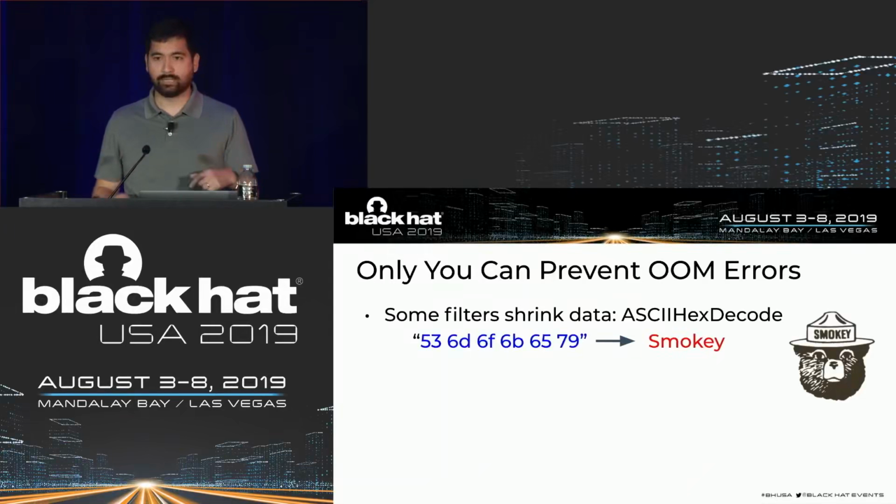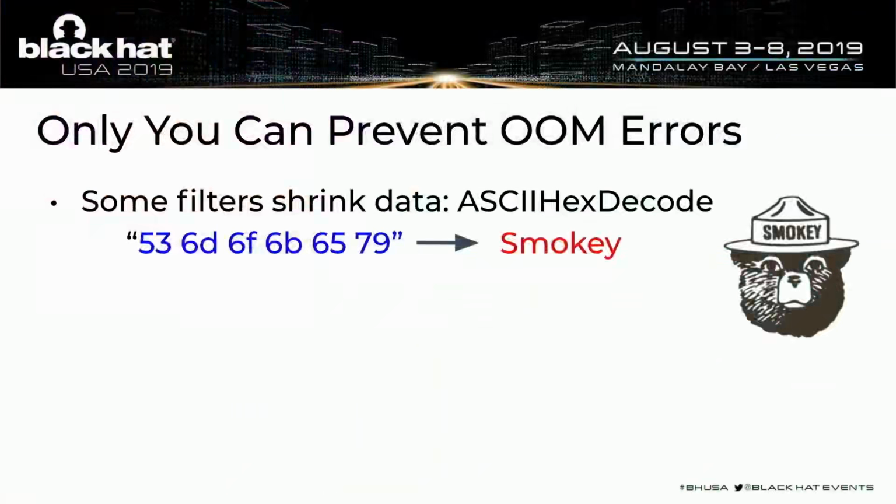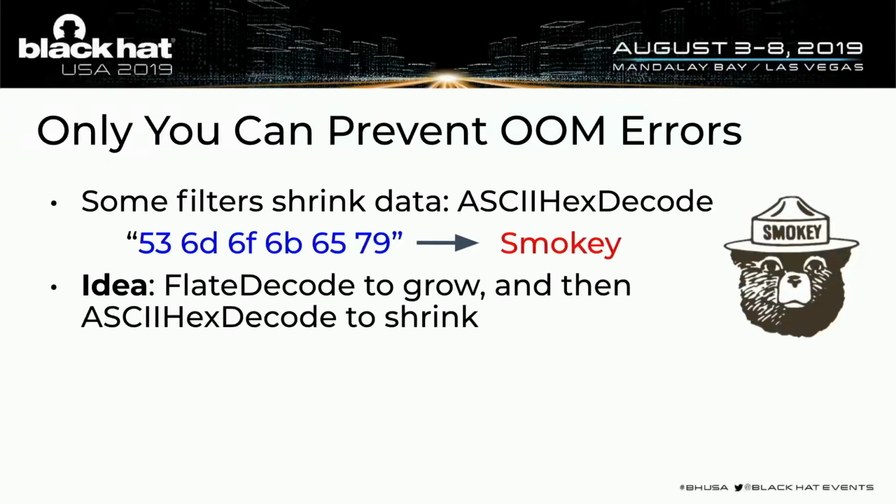It's called ASCII hex decode. And what it does is it takes pairs of valid hex characters and converts them into their ASCII equivalent. So here I've got some hex characters converted to the word smoky. And so our idea is we want to use flate decode to grow some decompression bomb. That's going to take a lot of time.